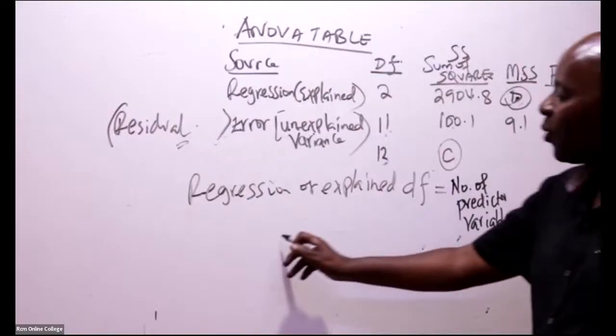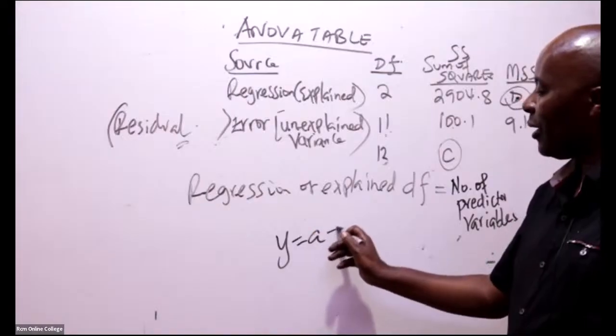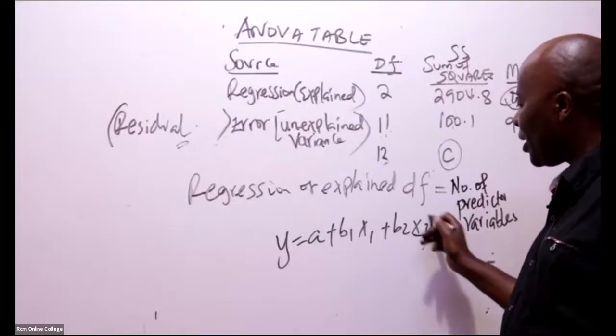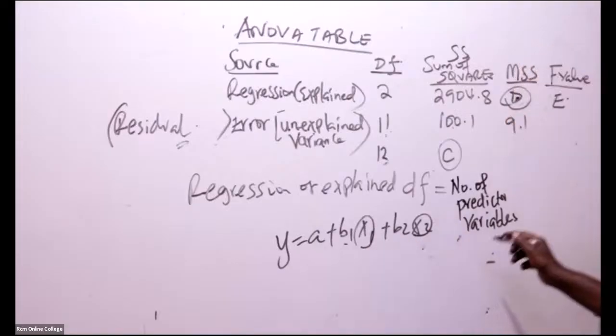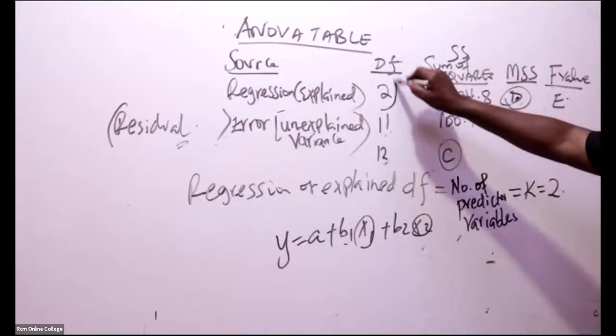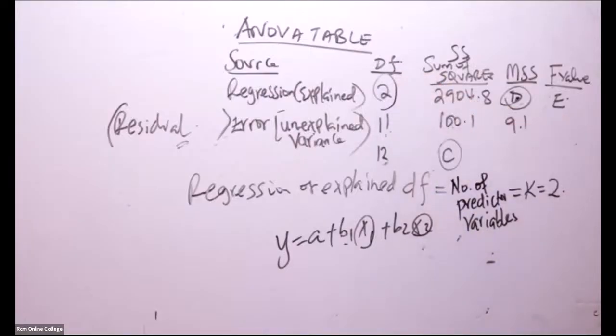So remember we had y equals a plus b1 x1 plus b2 x2. These are the predictors. There are only 2. So this is the number of predictor variables, which is equal to k, which in this case equals 2. Thank you very much for bringing that up. And I believe now we are okay.